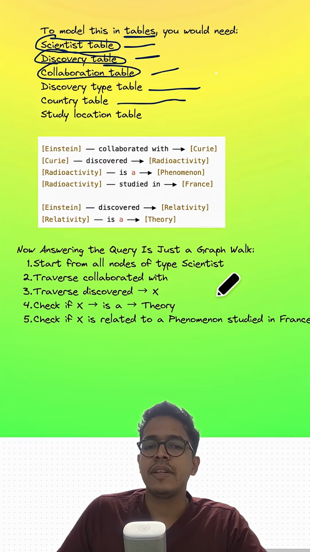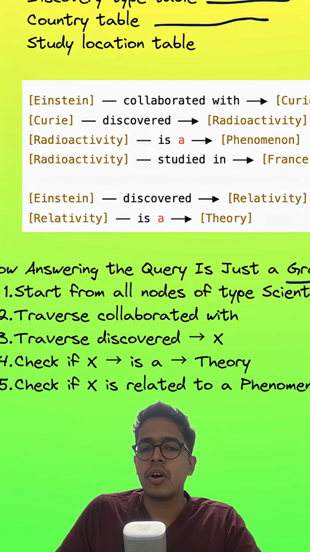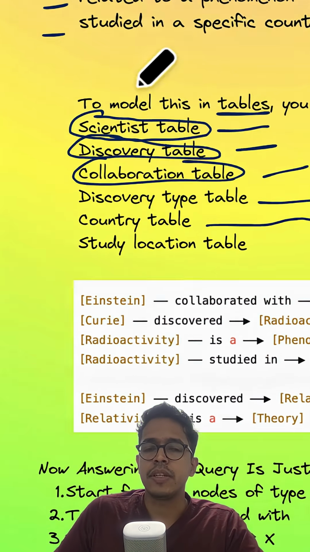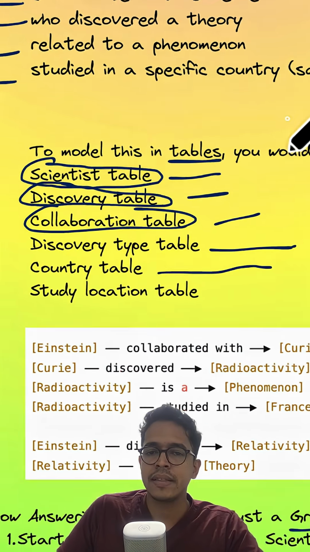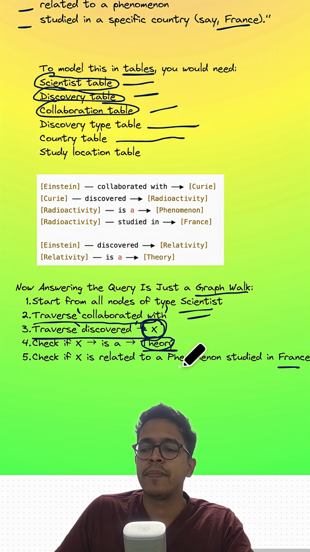On the other hand, if the same data is represented using graphs in nodes and edges, we can perform something called a graph walk, where we start from nodes of the type scientist, because the first question is find all the scientists who did something, right? So start from all the nodes that are scientists and then traverse along the edge which says collaborated with. So basically you can perform a graph walk, which will be very efficient in this case compared to having multiple sets of complex tables. So a knowledge graph is a very superior way of representing complex data that also explicitly captures the relationship between nodes.